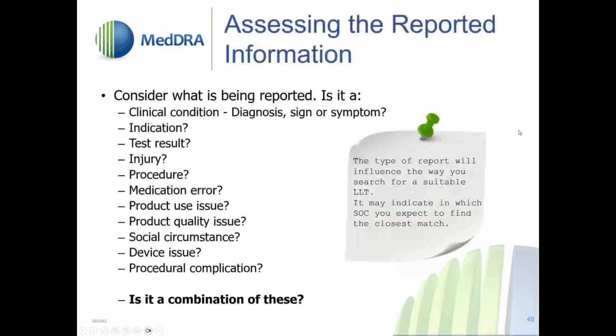Okay, so before we go to the exercises, just a few examples of how you're going to be doing your search. Just as a reminder, when you are receiving a term and you're thinking about coding, it's good to ask yourself, what type of term is this? Do I expect it to be a condition, meaning is it going to go to a site of manifestation system organ class? Do I expect it to be a test result? Is it a lab? Should it be under investigation system organ class? Is it an injury? Is it a social circumstance? So it's good to ask yourself, what type of term am I coding?